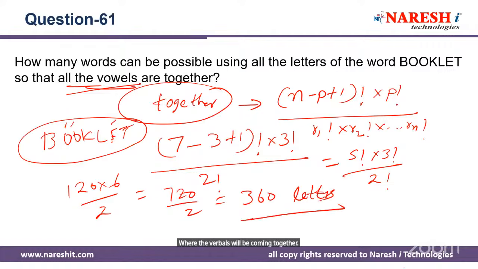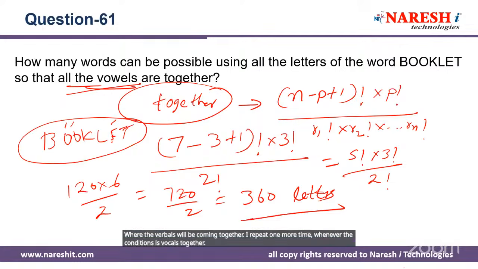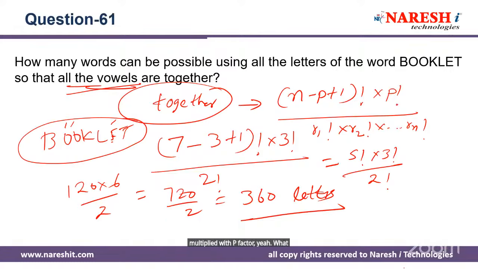I repeat one more time. Whenever the condition is vowels together, n minus p plus 1 factorial multiplied with p factorial. What is n? N is the total number of letters. P is the total number of vowels, or those letters which they're asking to put together, plus 1 factorial into p factorial divided by any letters which are repeating, multiplied as a factorial.